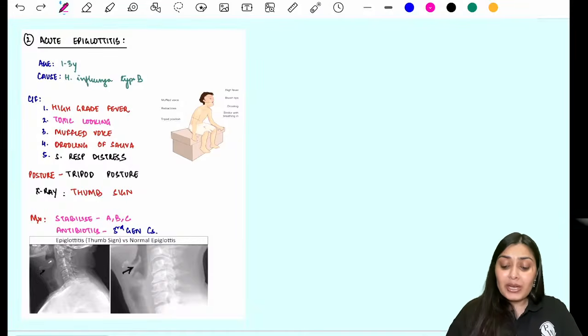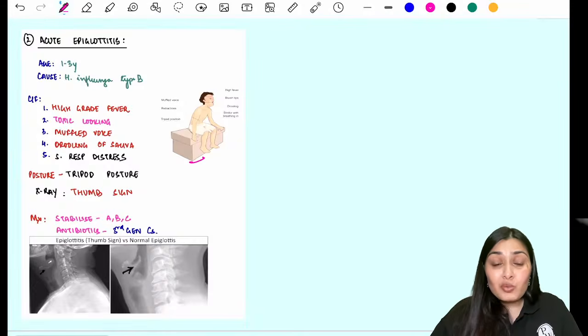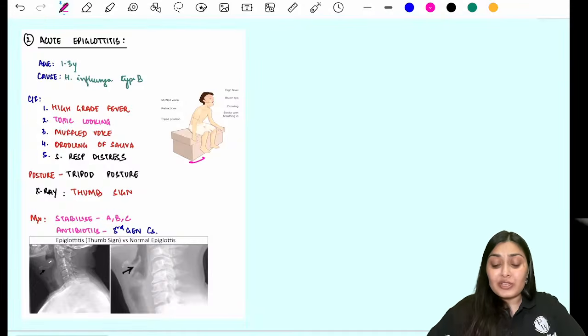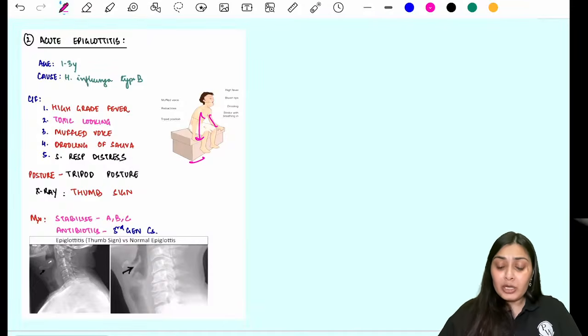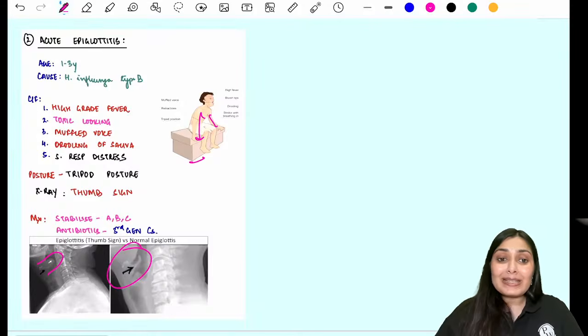Can you see how the child is sitting? The posture is known as tripod posture. The child is resting on both of his arms and leaning forward. This is tripod posture. On X-ray, you see thumb sign. Normally, you see the epiglottis like this. Here, the epiglottis is swollen like a thumb. So this is known as thumb sign.